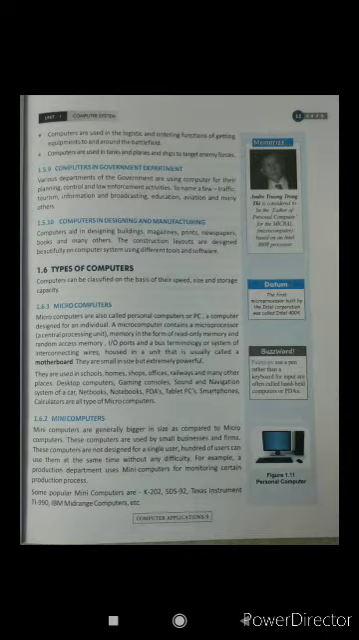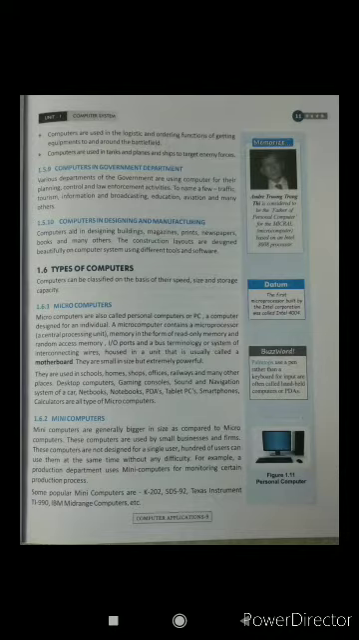Then tourism, information and broadcasting means television and all. Education, aviation means flights and all. Now the next one is computers in designing and manufacturing. To manufacture many things, from books and newspapers to prints, magazines, and even buildings, a computer is needed.